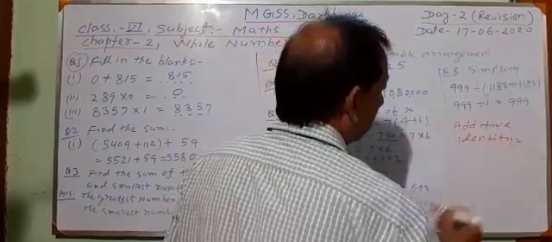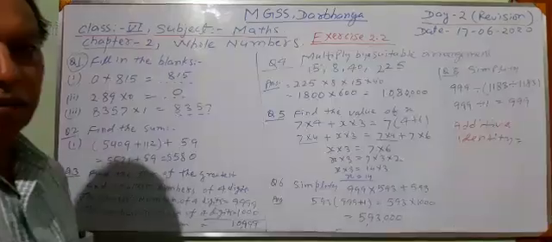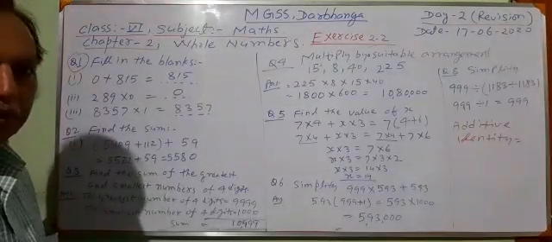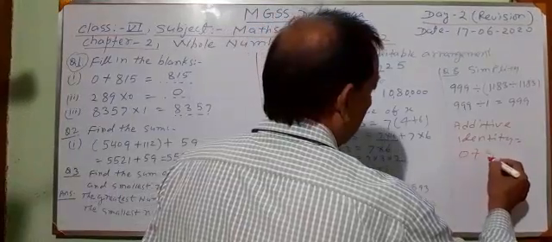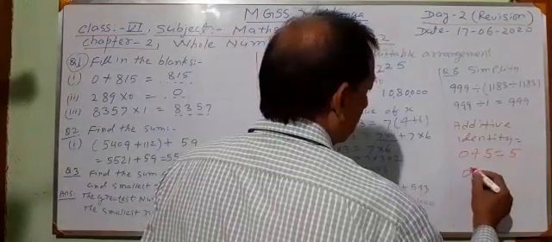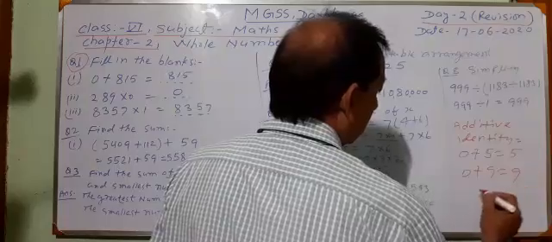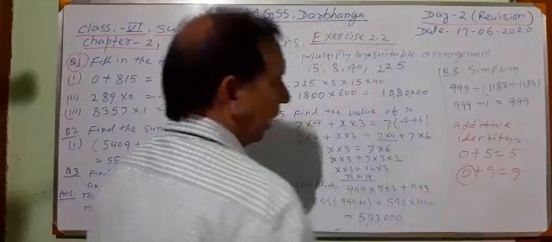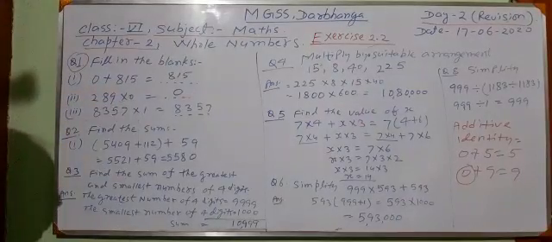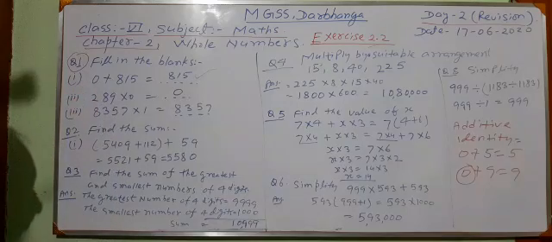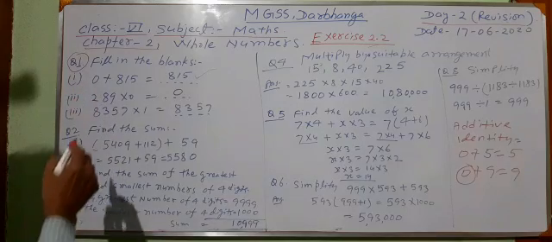Additive identity means 0 is a number by adding which any number remains the same. 0 is the additive identity. 0 plus 5, this is 5. 0 plus 9, this is equal to 9. Here also 0 plus 815 is equal to 815. Which property has been used? Additive identity, 0.